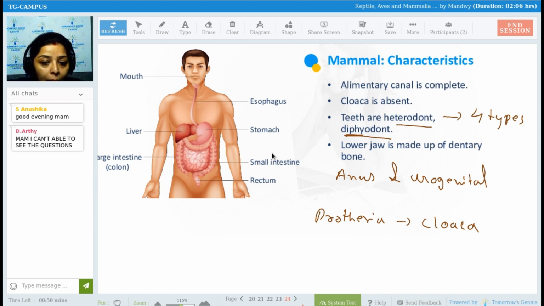In the mammals, the lower jaw is made up of dentary bones that bear the teeth. And we are thecodont because we have roots. All the mammals are thecodont. They have roots which are embedded into the jaw bones, either the lower or the upper, both.